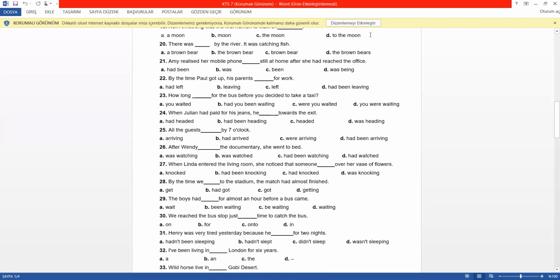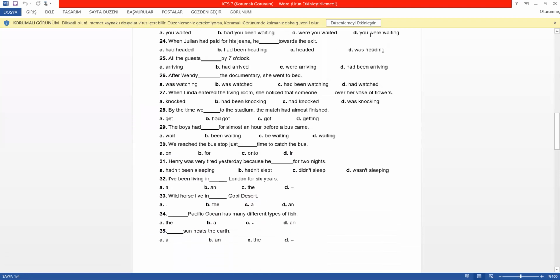In question 28, the correct answer is C, got, yes, as far as this action happened later than another one. So first the match had finished and then they got to the stadium. That's why for the action that happens after or later, we use past simple tense there.